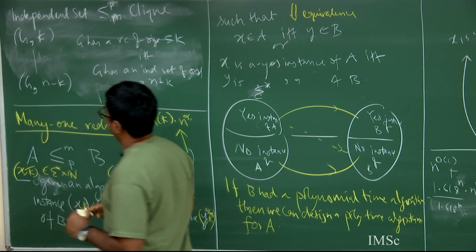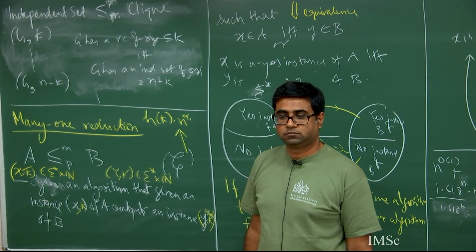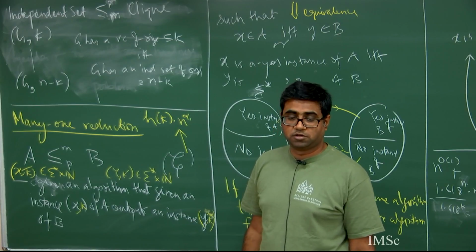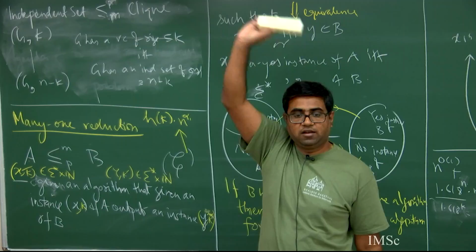Clique. So what will be the reduction from independent set to clique, any polynomial time reduction? No one there?